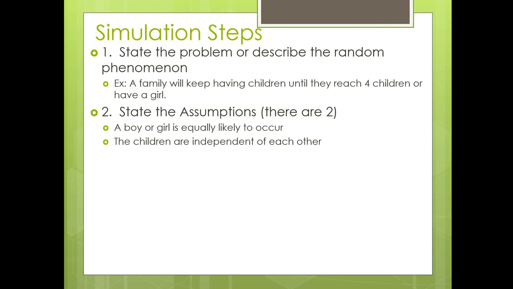Then you want to state what assumptions you are making. One of them should be what the probabilities are. So in this case, a boy and a girl are equally likely, so it's 0.5 and 0.5. And also independence. So each child needs to be independent of the other.